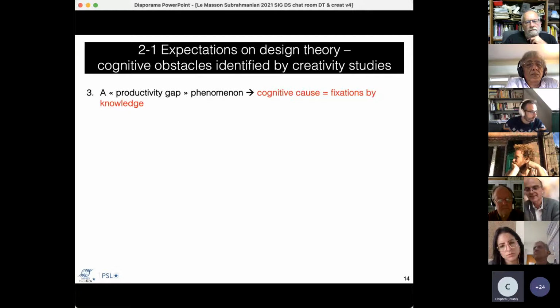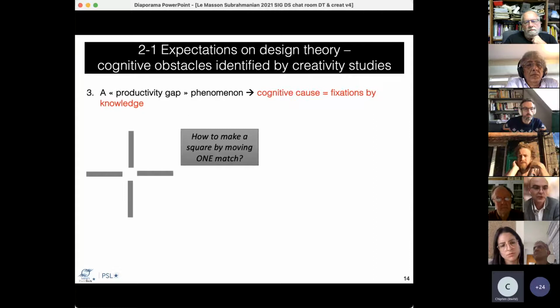And there are fantastic phenomenological studies that describe this fixation effect. I won't go too deep in this. There are many, many references. But what is interesting is just to try to give you an idea of this contemporary fixation.